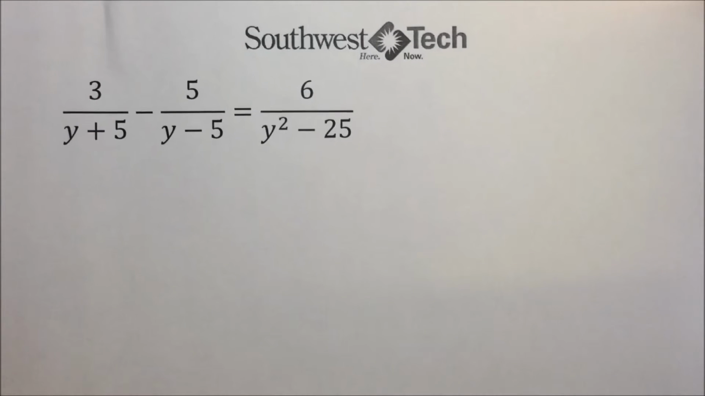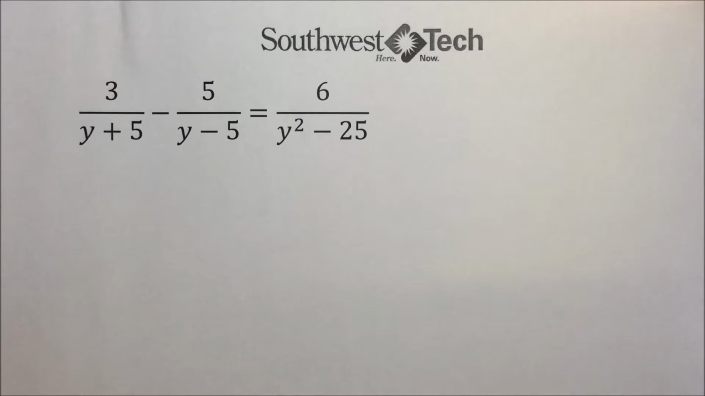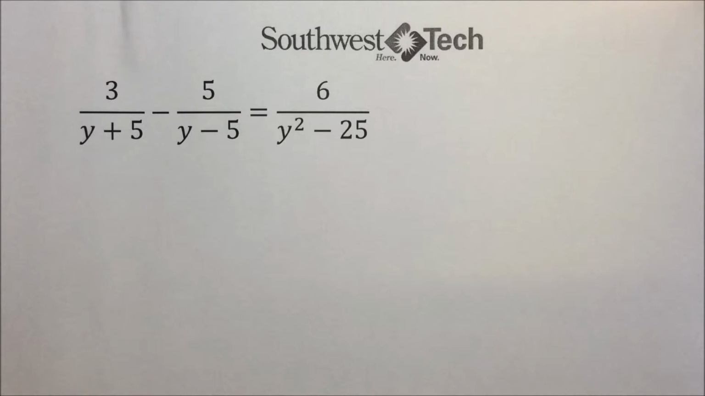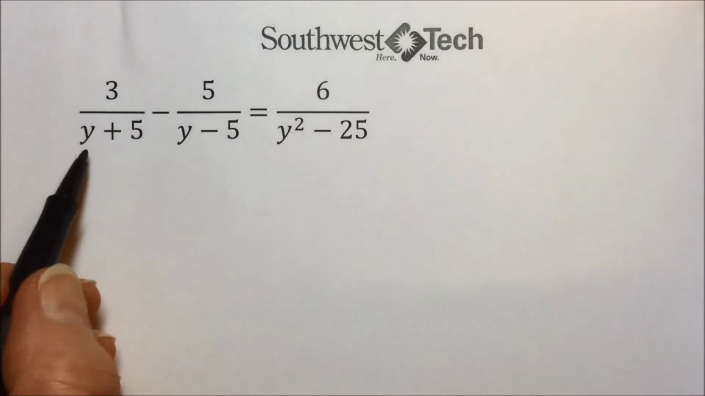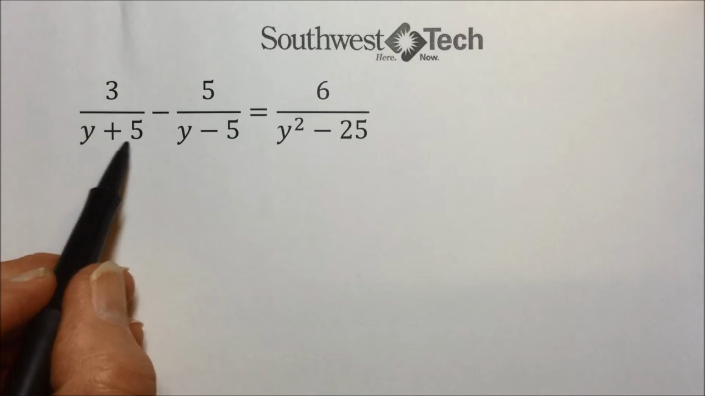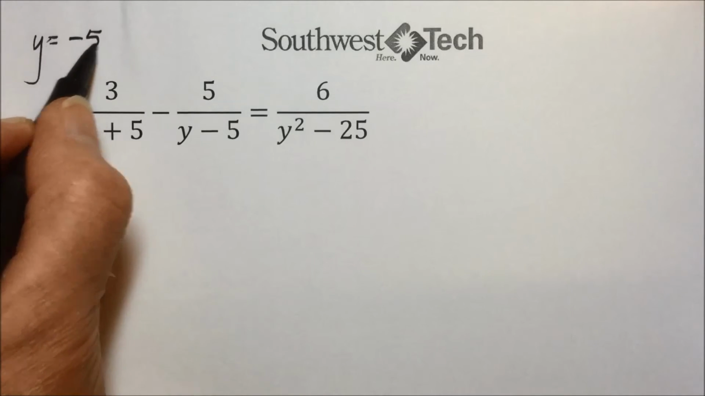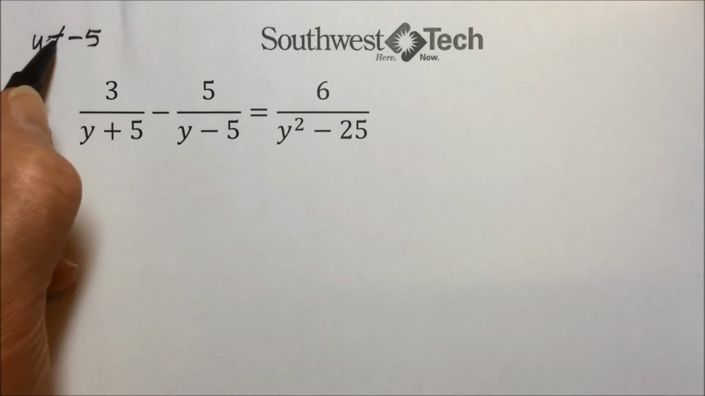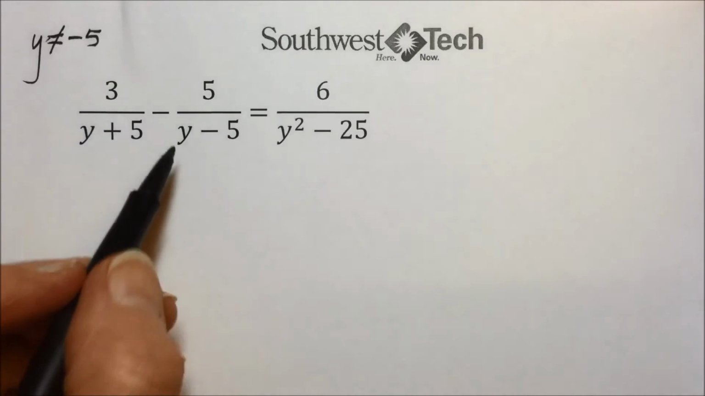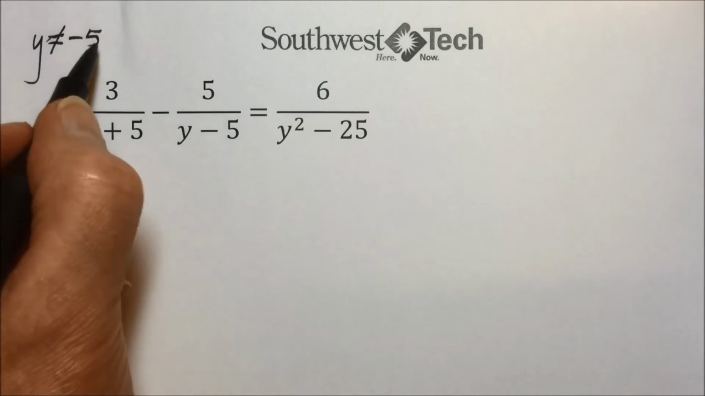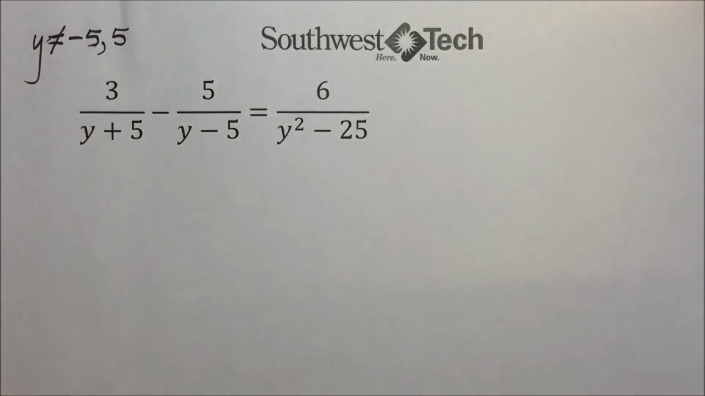Let's look at one more rational equation. Again, we want to be sure we identify values that will cause this to be undefined. If y is equal to a negative 5, we would end up with a 0 in the denominator, so we don't want that to be the case. Furthermore, if y was a 5, 5 minus 5 would give us a 0. So we do not want y to take on the value of positive or negative 5.